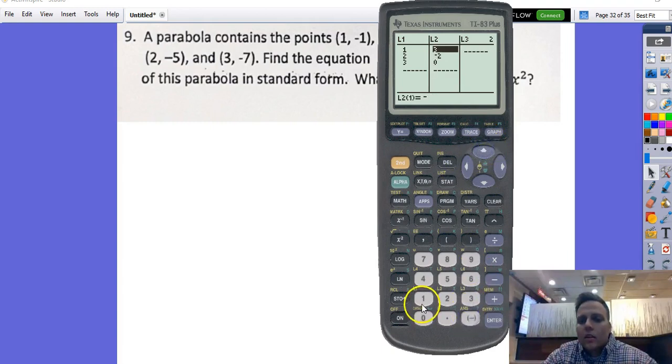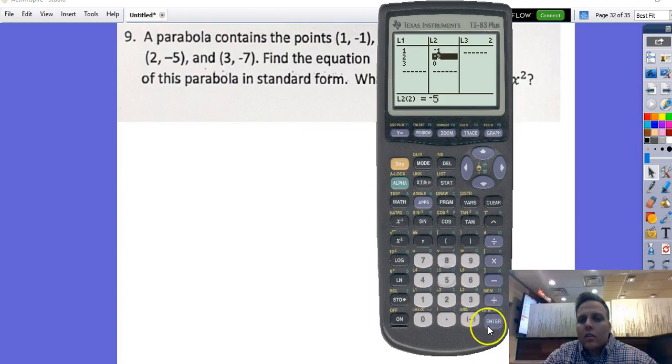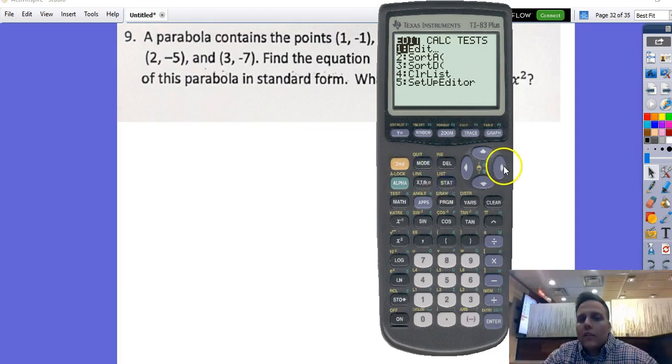Okay, negative 1, negative 5, and negative 7. Okay, so I type x is in L1, y is in L2. So I'm going to hit second mode to jump out. Now I jump back in through Stat. I go to Calc. I hit 5.